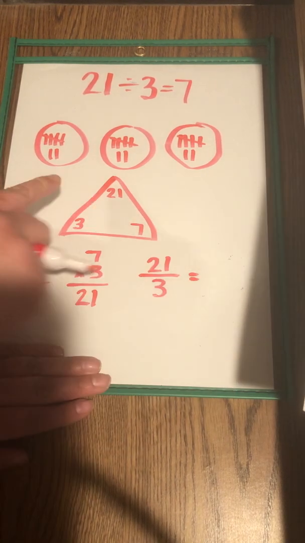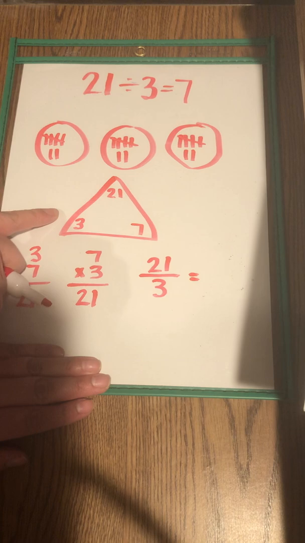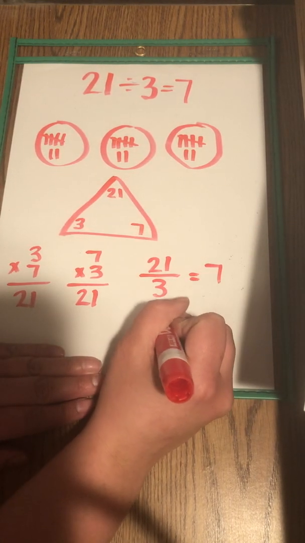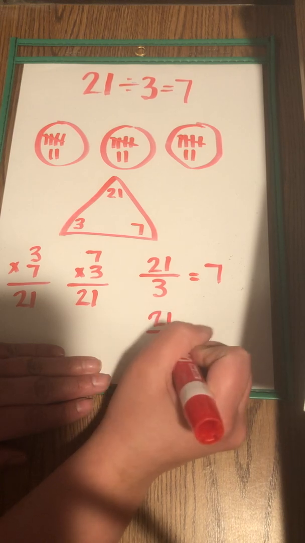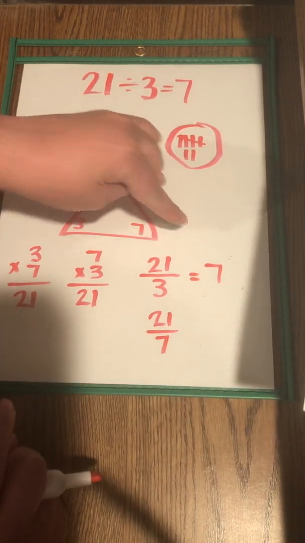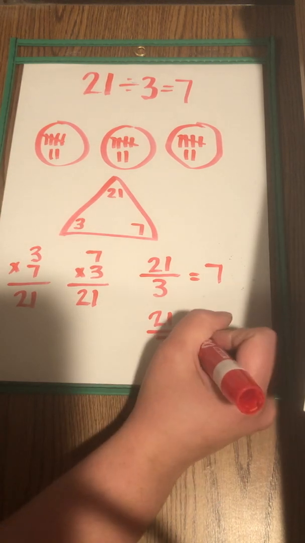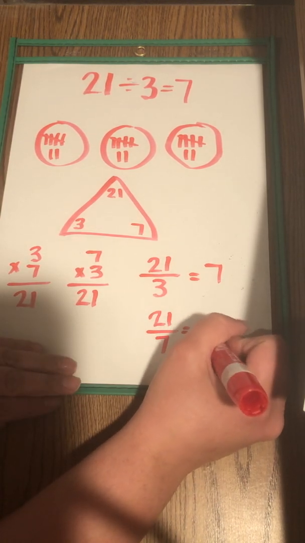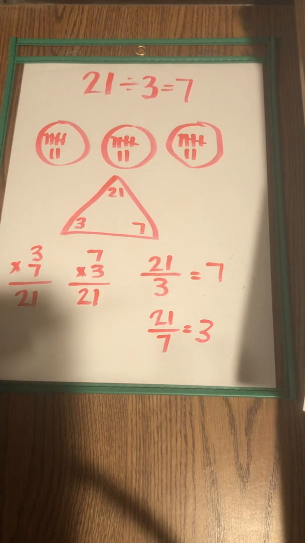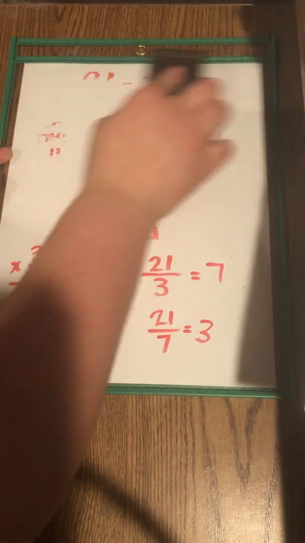21 divided by 3. So let's go this way. 21 divided by 3 equals 7. And 21 divided by 7, let's go that way. 21 divided by 7 equals 3. So that's our fact family for 7, 3, and 21. Now let's do one that works with division by 4.